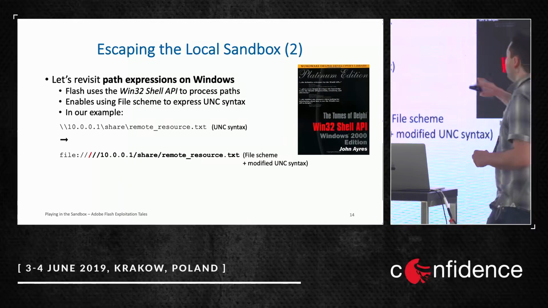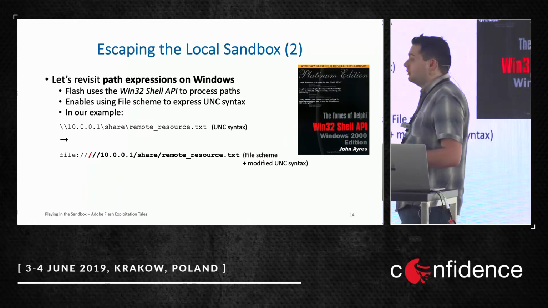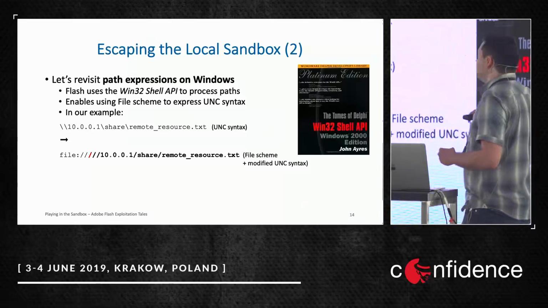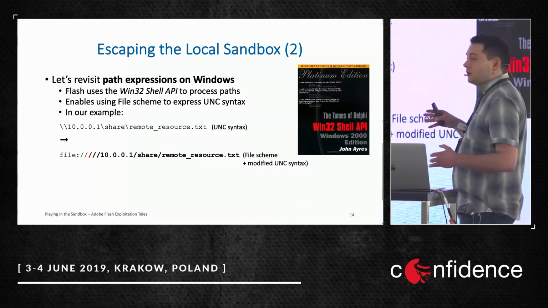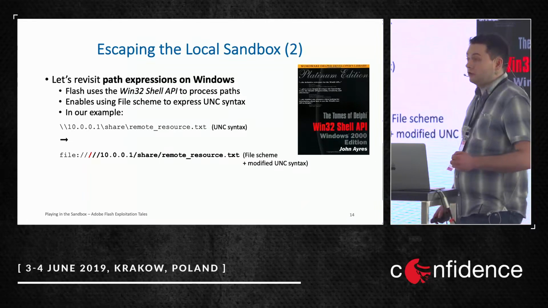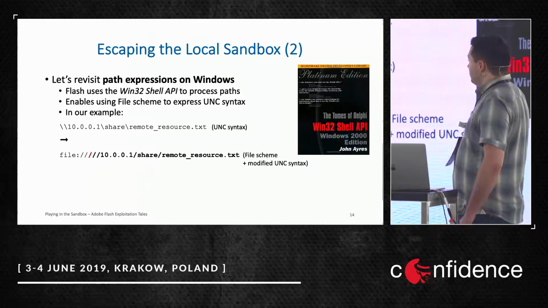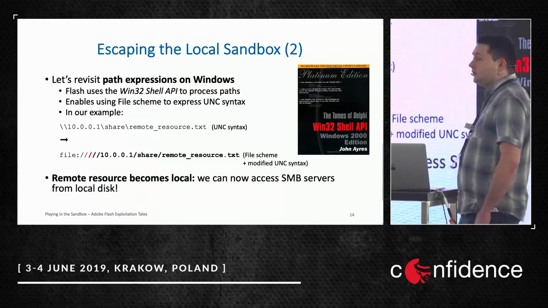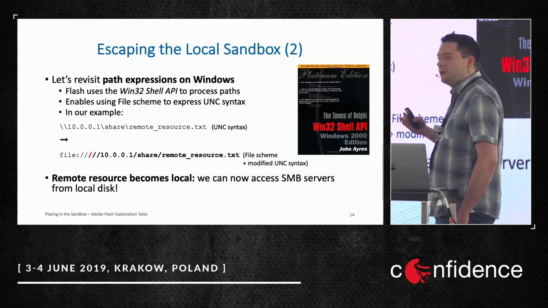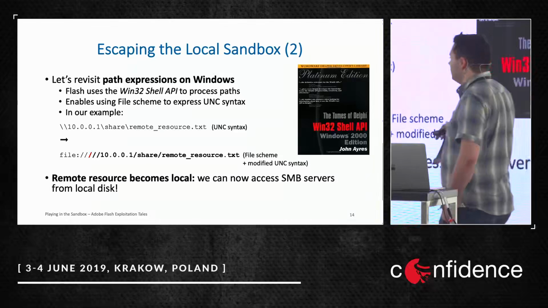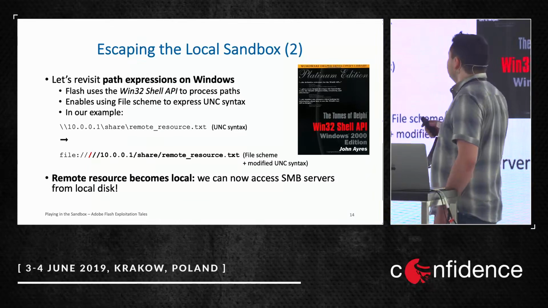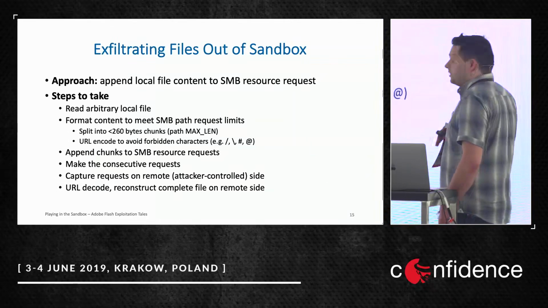So in our example, we have this path to a remote resource in the UNC syntax. But if you want to express that in a file scheme, you simply add another slash, swap forward and backslashes, and then include the entire UNC URL. Now, Flash actually parses this as being a local path. So from now, we can access remote resources from the local sandbox.